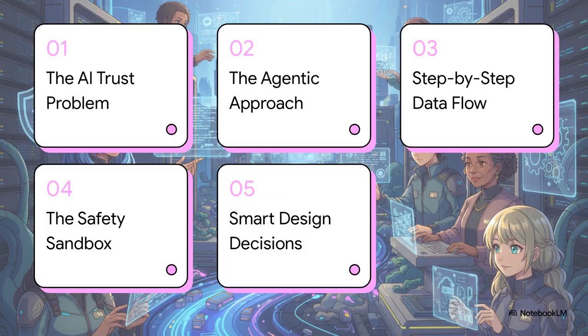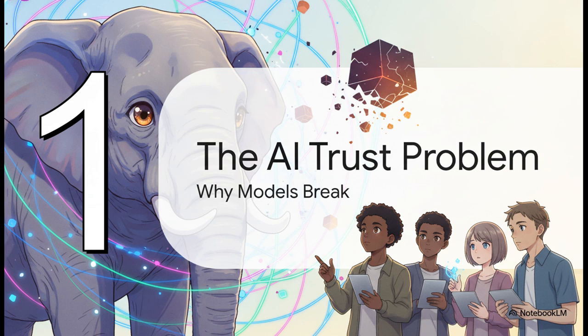Here's our roadmap for today. We're going to hit the AI trust problem, check out the agentic approach, walk through the step-by-step data flow, look at the safety sandbox, and finish up with some really smart design decisions. All right, part 1, the AI trust problem and why models break.